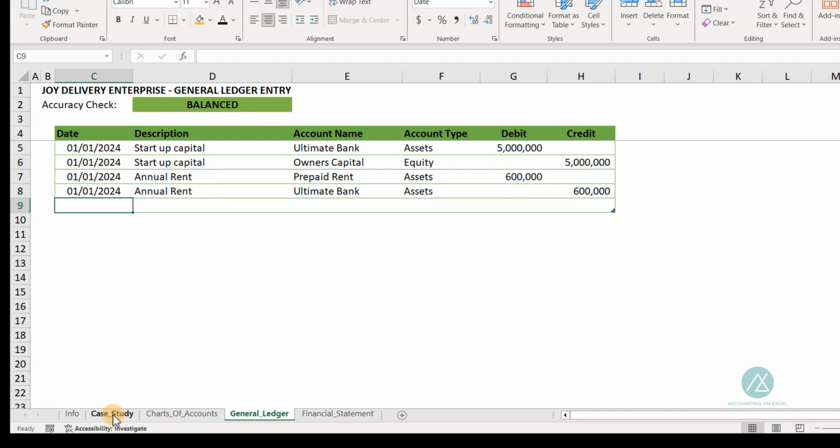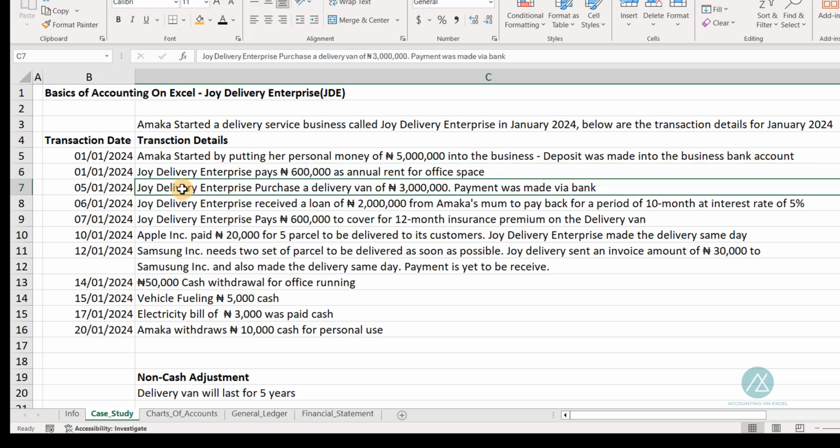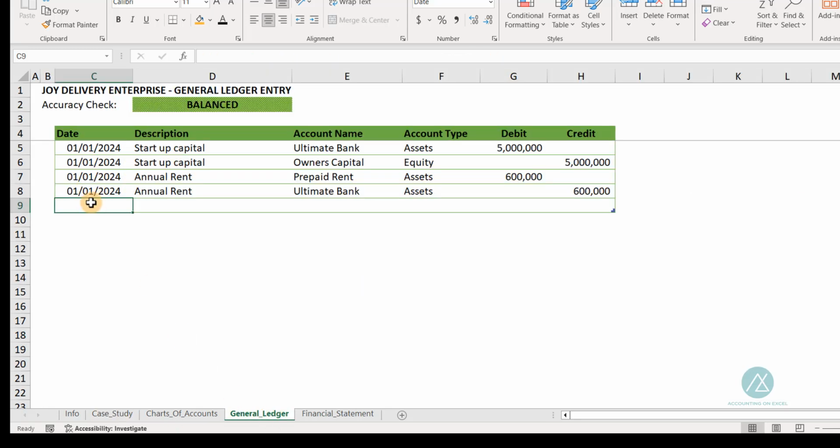Now let's go to the third question. It says on the 5th of January, Joy Delivery Enterprise purchased a delivery van of 3 million. Payment was made via bank. So we'll go back to our general ledger. On the 5th of January, what did we buy? Delivery van. This is an asset, right?